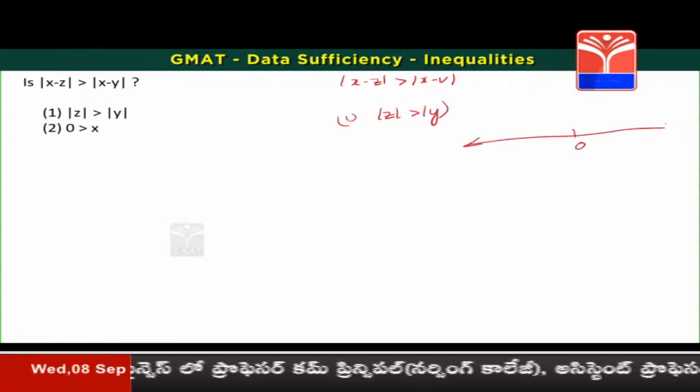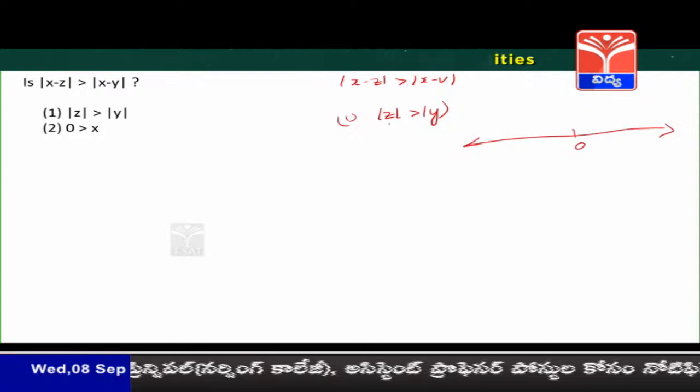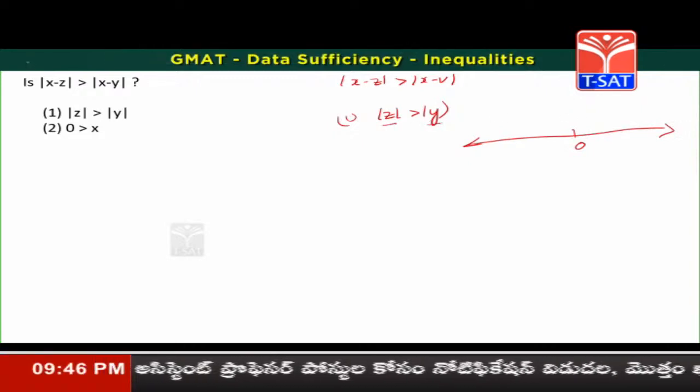Let us move to the next question now. Is mod of x minus z greater than mod of x minus y? They are asking us whether the distance of x from z is greater than the distance of x from y. The first option tells us that mod of z is greater than mod of y. Looking at the number line, the distance of z from the origin is greater than the distance of y from the origin.